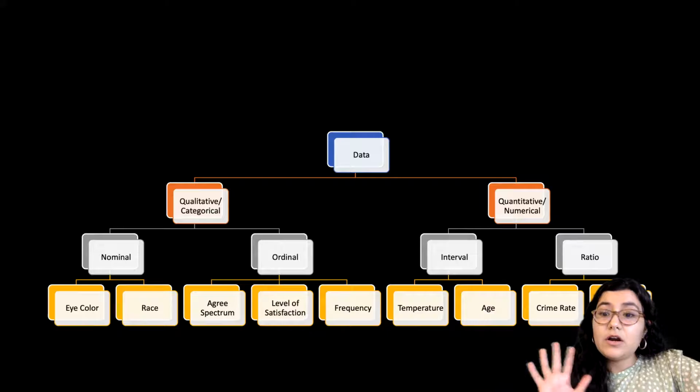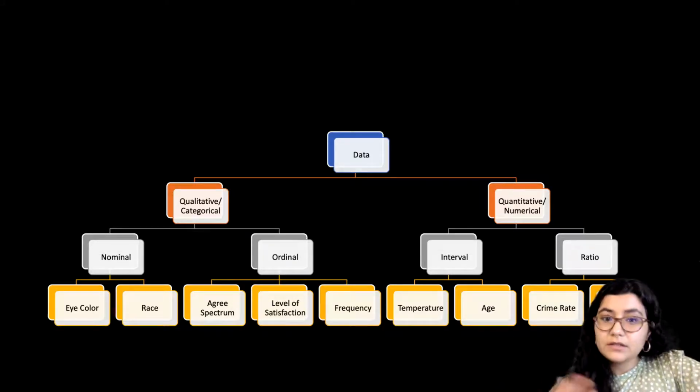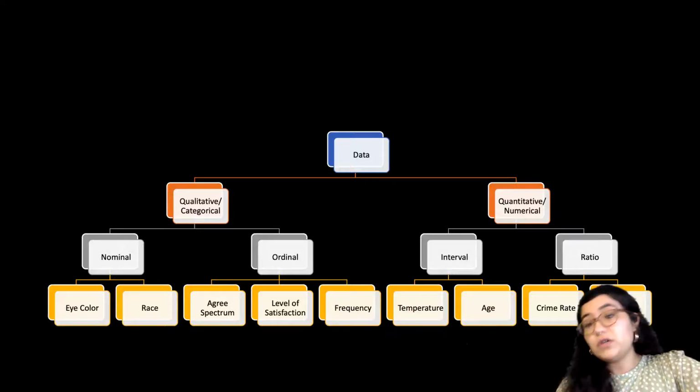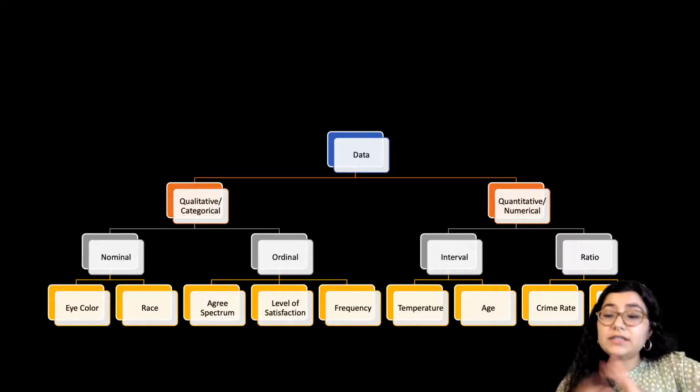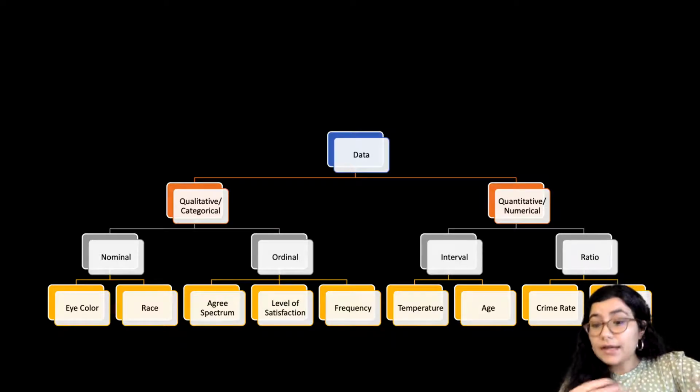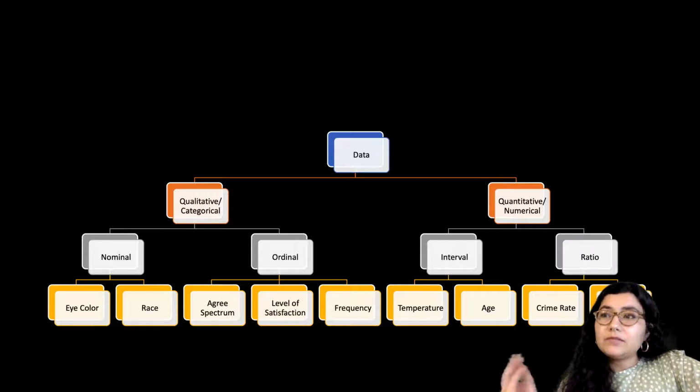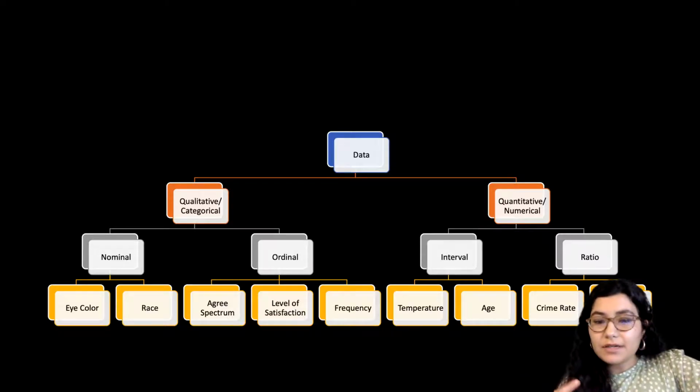So here are the types of data that we might collect or use. There's the qualitative, categorical data, and then there's quantitative and numerical. So I've sort of categorized this into a hierarchy so you all can understand and visualize this a little bit better. And so nominal is like eye color, race, things that we can categorize but don't have any inherent value in the type of categories. Like blue eye color is not better than brown or whatnot. It's instead just a descriptor.